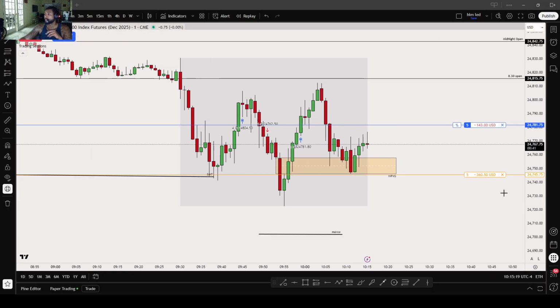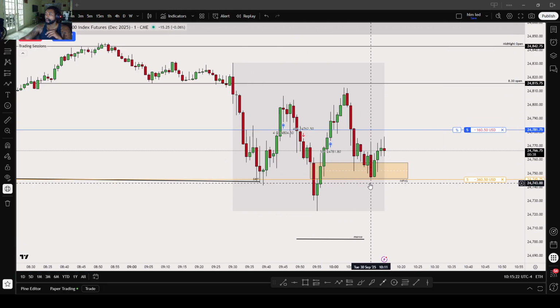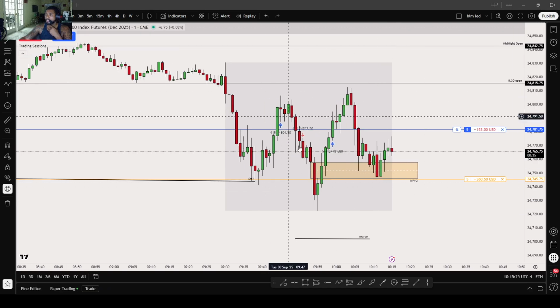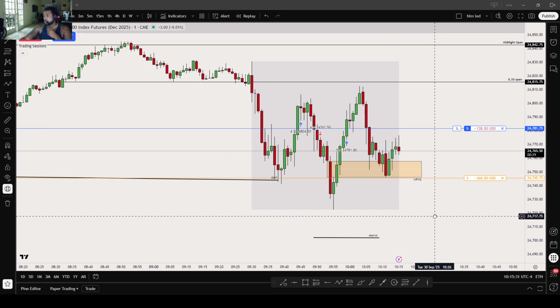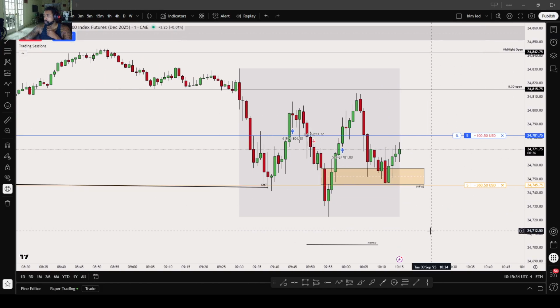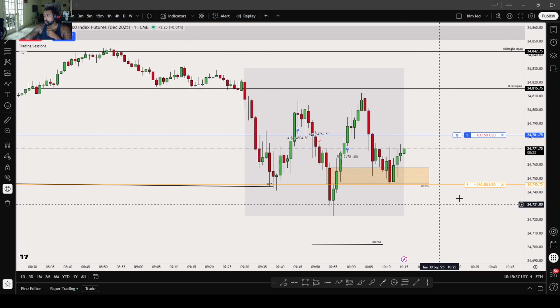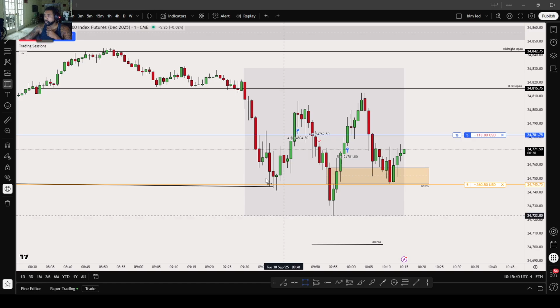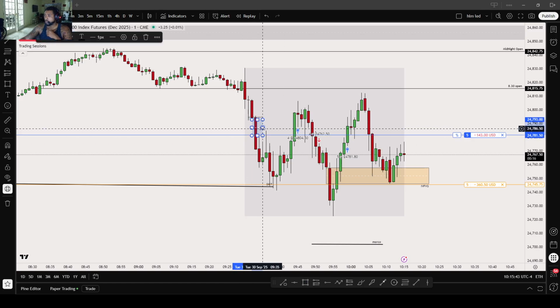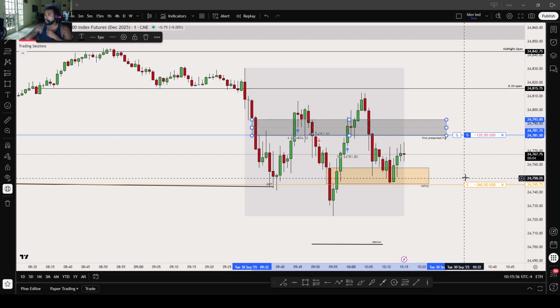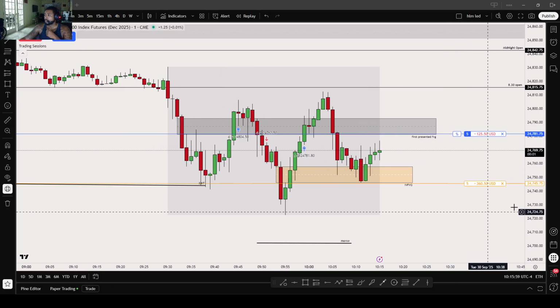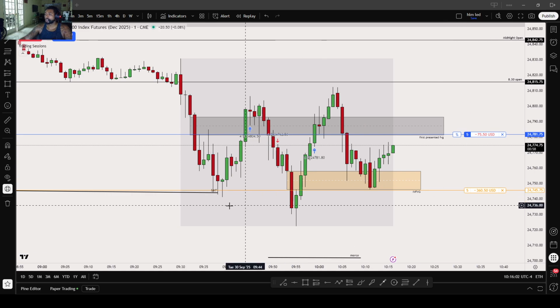But let's see what's going on. Right now we're doing a lot of up, down, up, down, back and forth. So we're literally displacing away, but we're still in the same range. Oh, I forgot to delete the first percentage fair value gap, which is right here. Let's see if we get back above. So this breaker did not work.